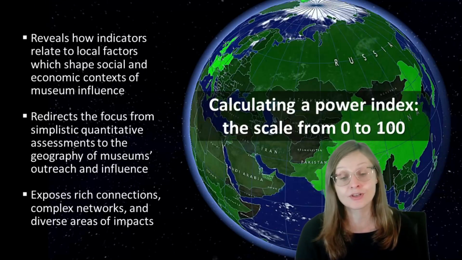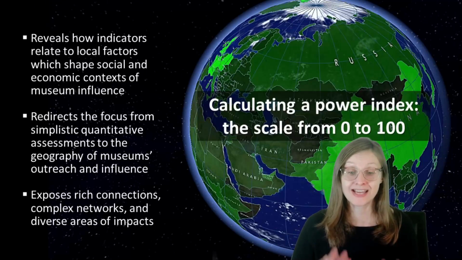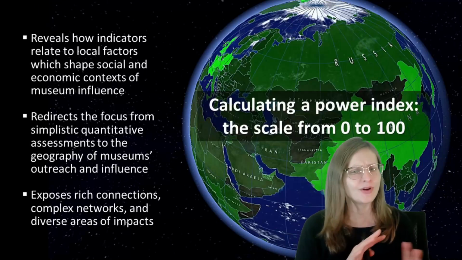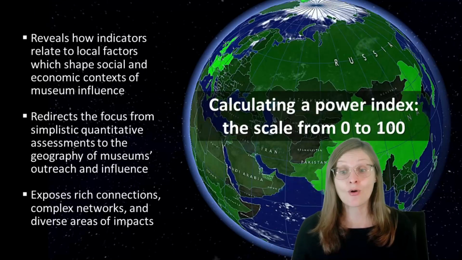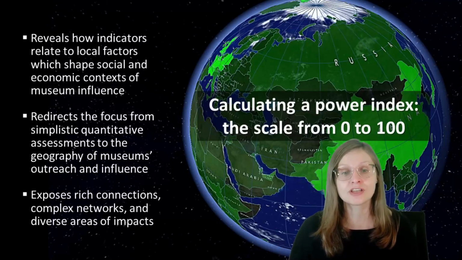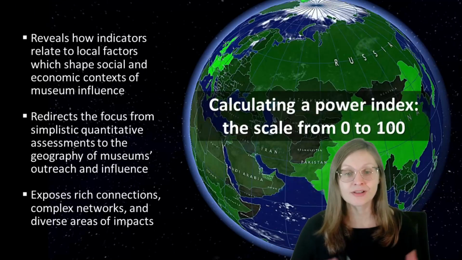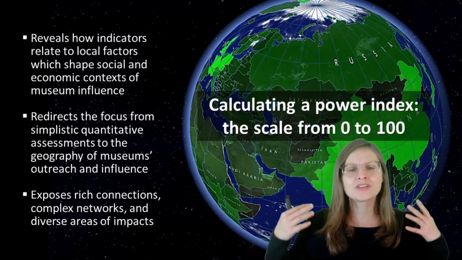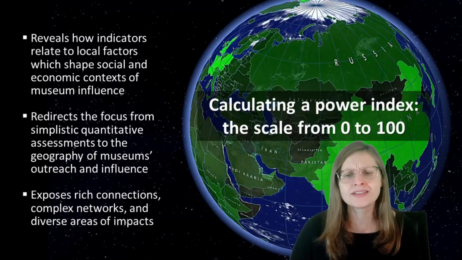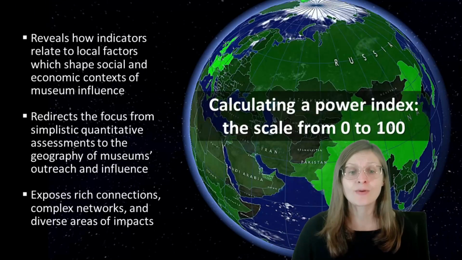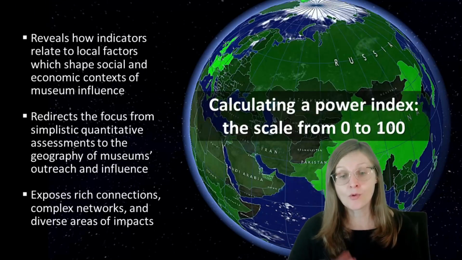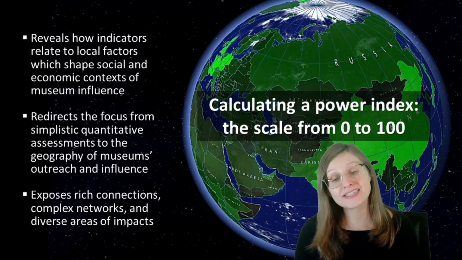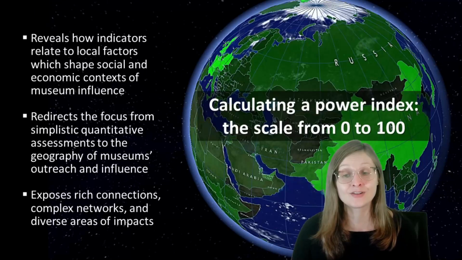At the same time, it helped reveal how these indicators relate to local factors which shape the social and economic context of museum influence. Such multi-layered mapping redirected the focus from simplistic quantitative assessments to the geography of museums' outreach and influence. Moreover, it allowed a visualization of museum global ecosystems, exposing rich connections, complex networks, and diverse areas of impact.